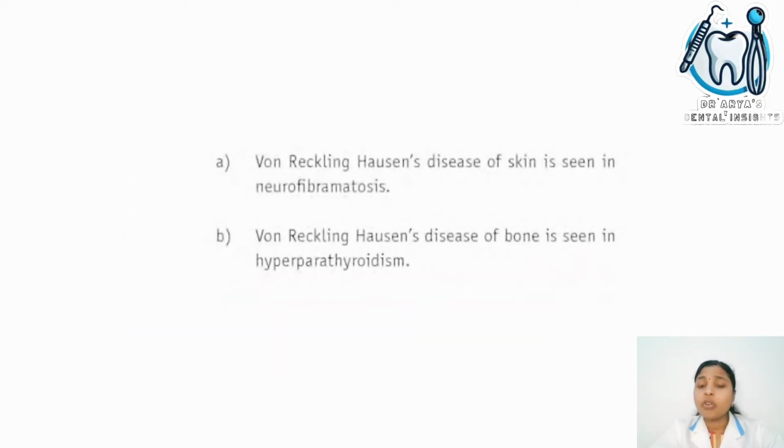Von Recklinghausen's disease of skin is seen in neurofibromatosis, whereas von Recklinghausen's disease of bone is seen in hyperparathyroidism.